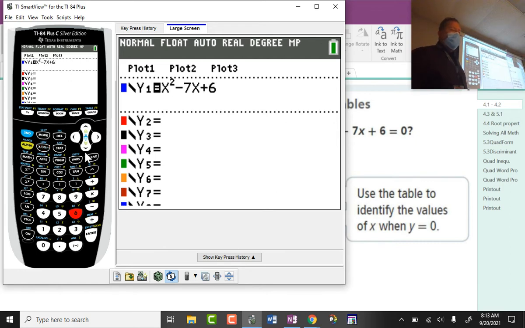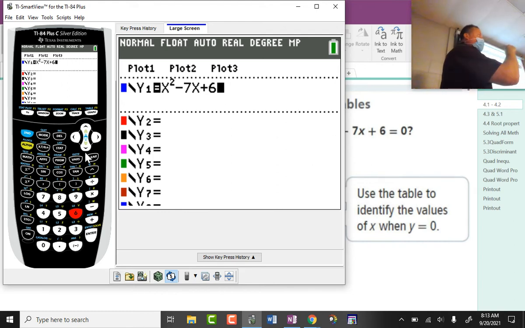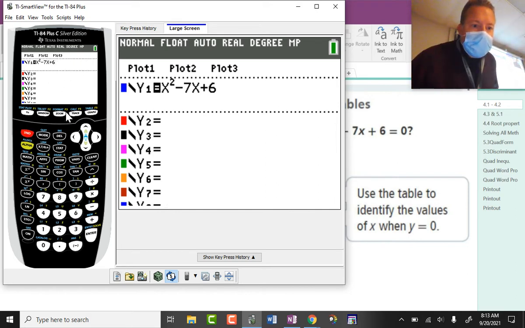First of all, hopefully you know from factoring, what multiplies to 6 and adds to negative 7: negative 1 and negative 6. That means (x minus 1)(x minus 6). And then the x-intercepts are (1, 0) and (6, 0).